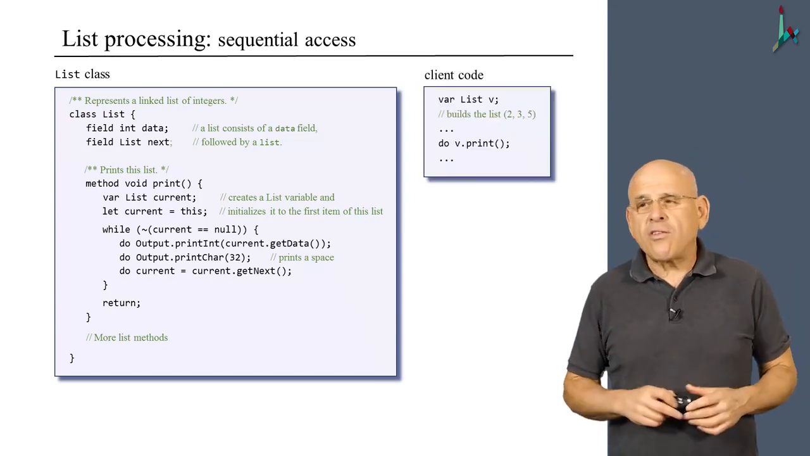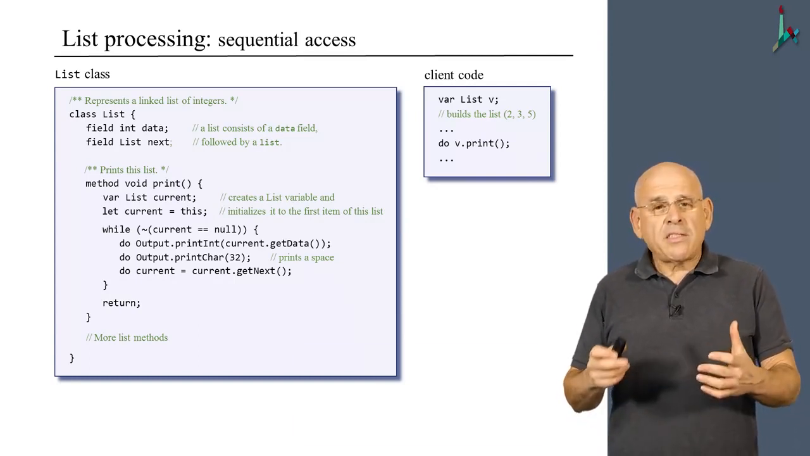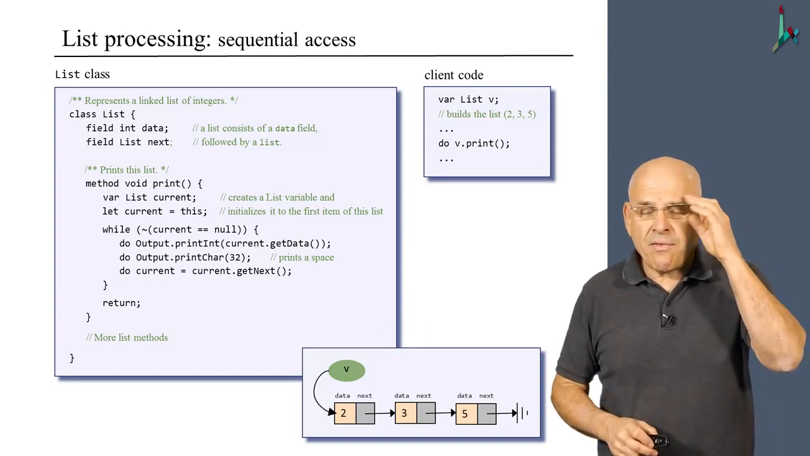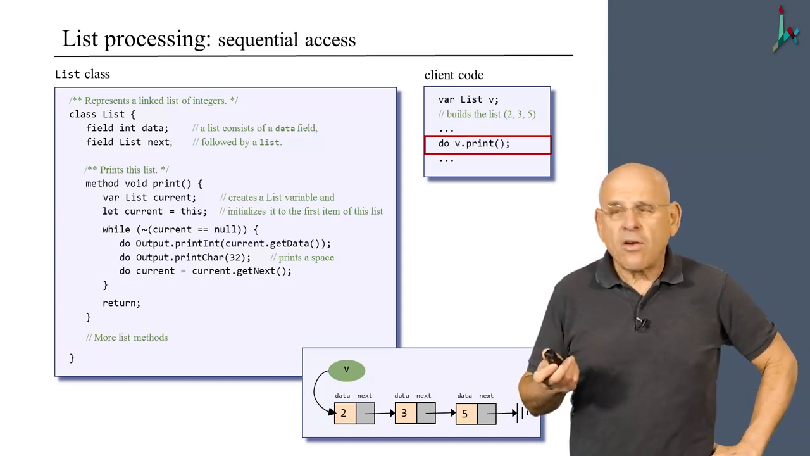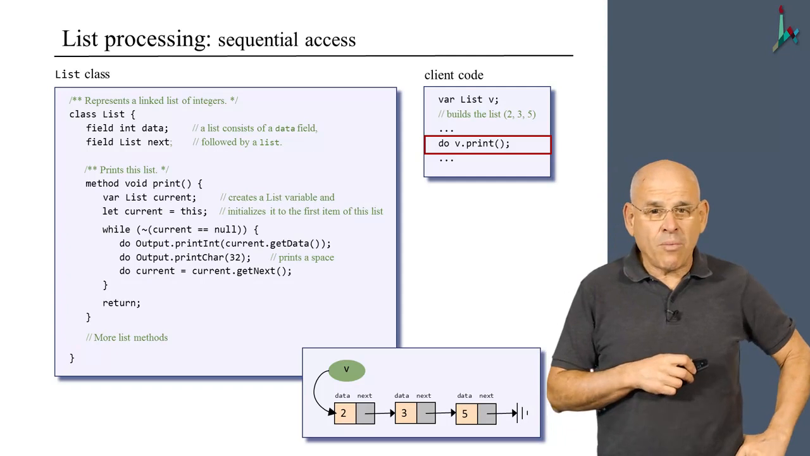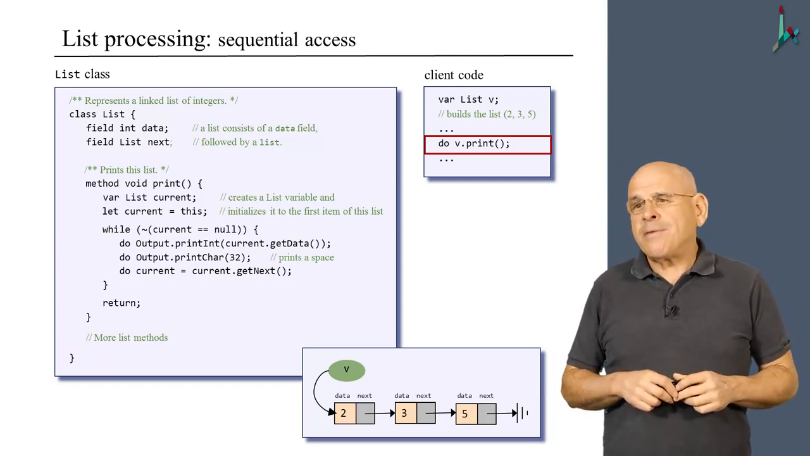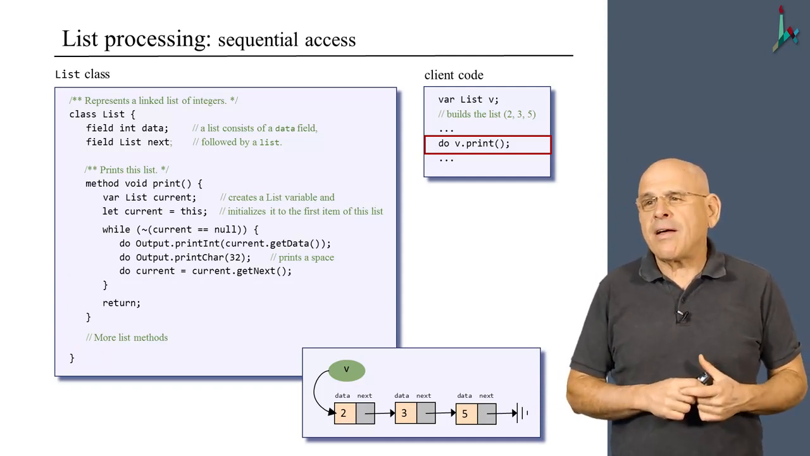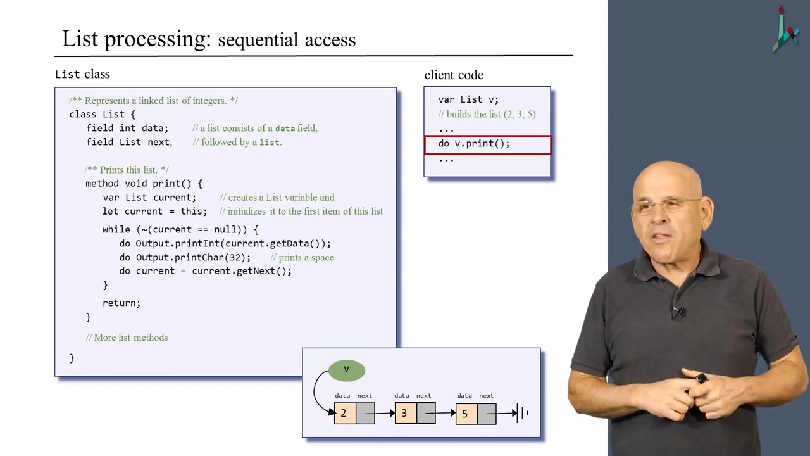So here's the client code that calls the print method, but it begins by building the list. Once the list is built, we're going to have this abstraction that we saw before. And now the client code calls the print method on the v object. Now, in object-based programming, people don't always know it, but once you write the compiler in the next module, you will know it very well.